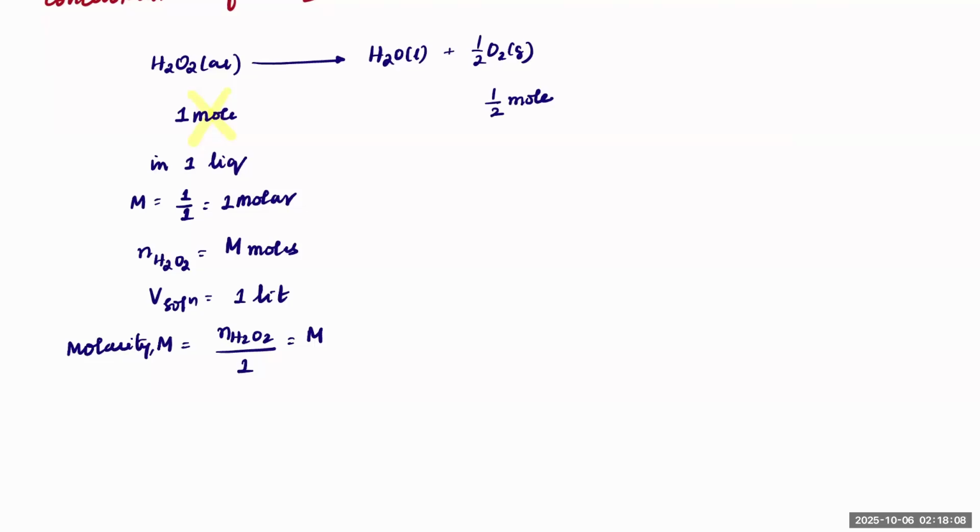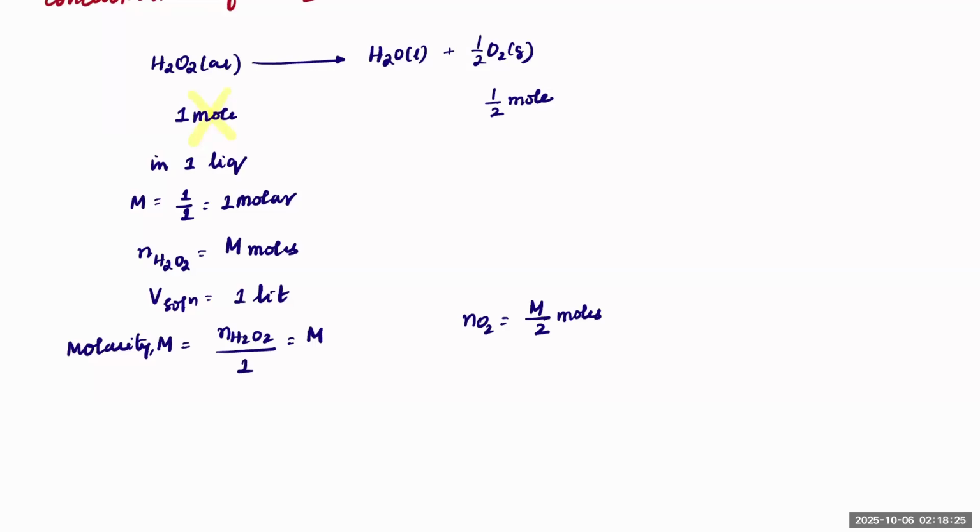If for 1 mole, half a mole of O2 is being released, for M moles, how much should be released? So number of moles of O2 that is released should be equal to M by 2. This many moles should be released, M being the molarity also.